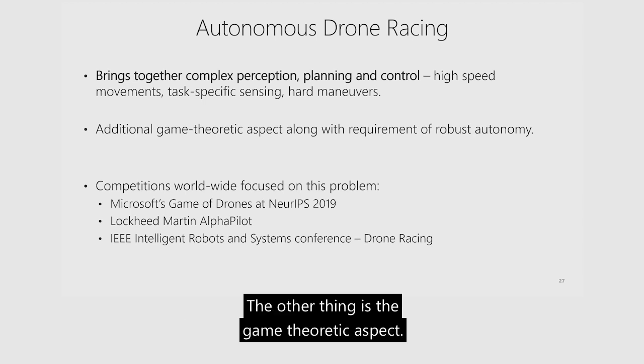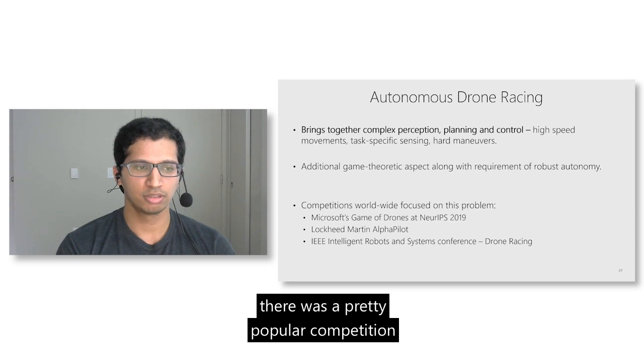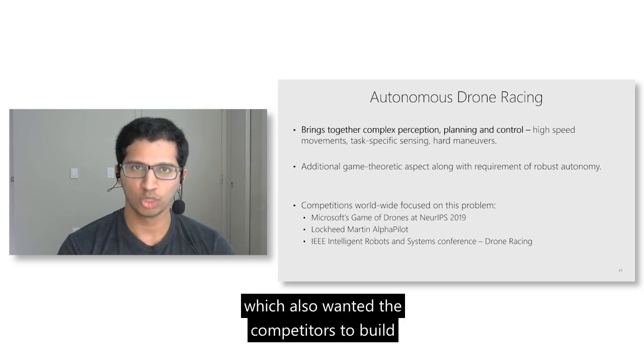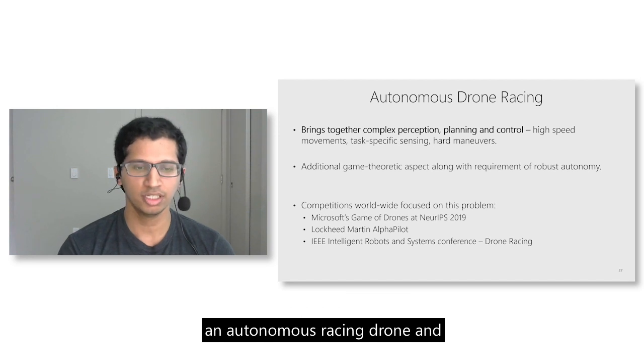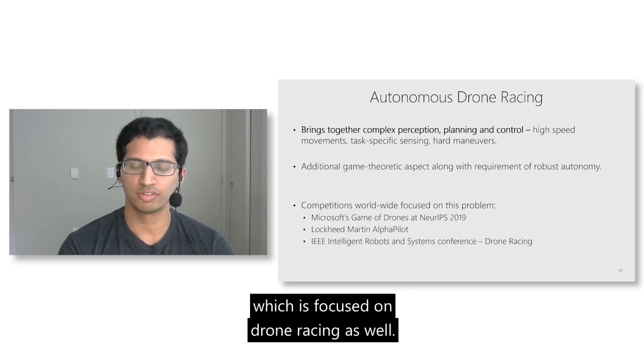And the other thing is the game theoretic aspect, because here you're supposed to win a race. It's not enough to just fly through the gates, but you have to do it as fast as possible. So here we are combining safe and robust autonomy with aggressive actions and game theoretic planning. Over the last couple of years, there have been many competitions focusing on this particular research problem. One of them was Microsoft's own Game of Drones competition that we co-hosted from our group at NeurIPS 2019. At the same time, there was a pretty popular competition called the Lockheed Martin AlphaPilot, which also wanted the competitors to build an autonomous racing drone. And then there is a regular yearly contest at the Intelligent Robots and Systems Conference, which is focused on drone racing as well.